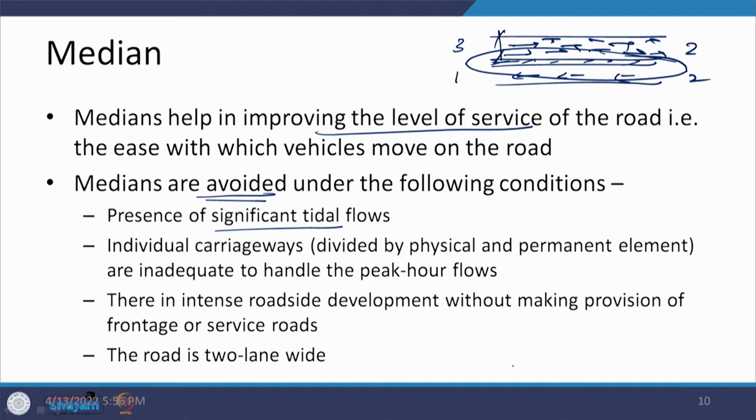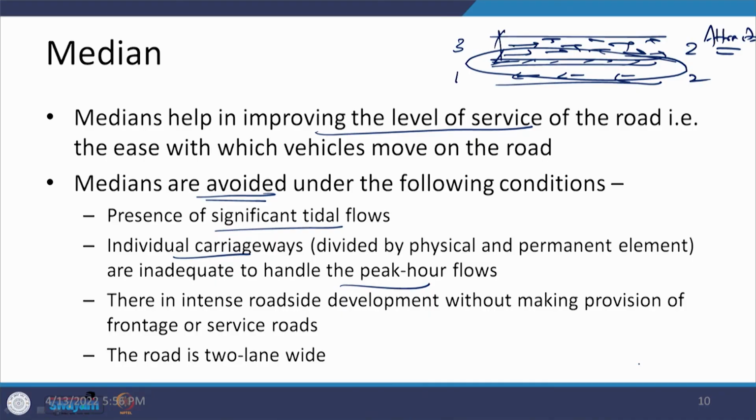Then, where the individual carriageways divided by physical and permanent elements are inadequate to handle the peak hour flows. So, that is the same thing. If you find that the traffic moving in a particular direction, because of, say, certain attractions here, is quite high, and this is not able to handle the amount of traffic which is there. So, the traffic which could be handled is, say, 2000 vehicles per hour, and now the vehicles which are coming are 3000 vehicles per hour. Then in that particular case also, providing these physical or permanent medians is not a good idea. What we can work with is a temporary one.